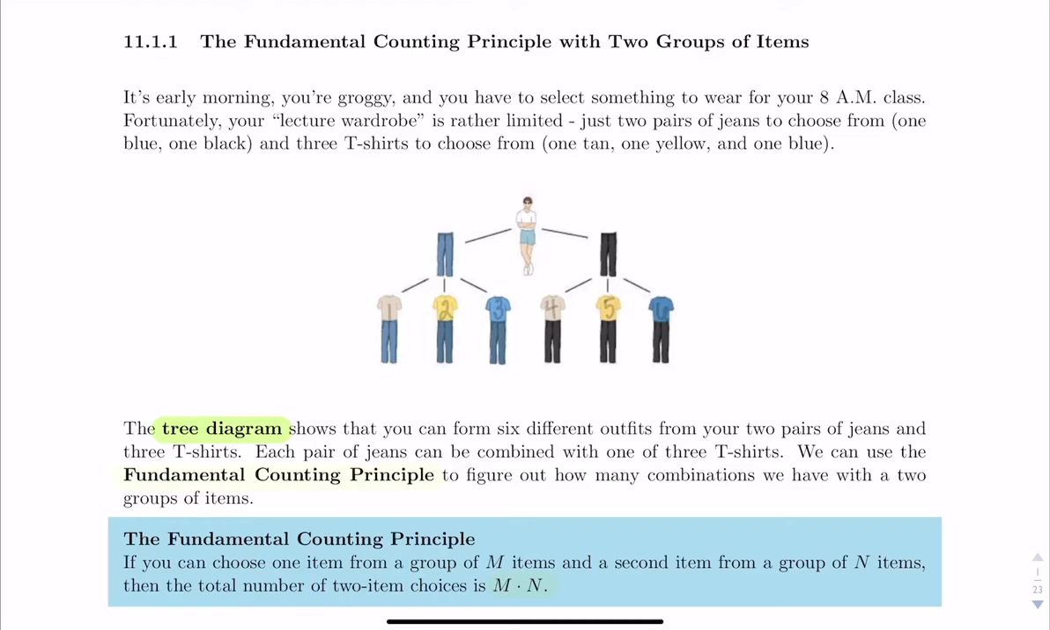So we can count the bottom of our tree diagram. We've got 1 outfit, 2 outfits, 3 outfits, 4 outfits, 5, and 6 outfits. Each pair of jeans can be combined with one of the 3 t-shirts, and so we can use the fundamental counting principle to figure out how many combinations we have with 2 groups of items. If you can choose one item from a group of m items and a second item from a group of n items, then the total number of 2-item choices is just m times n.